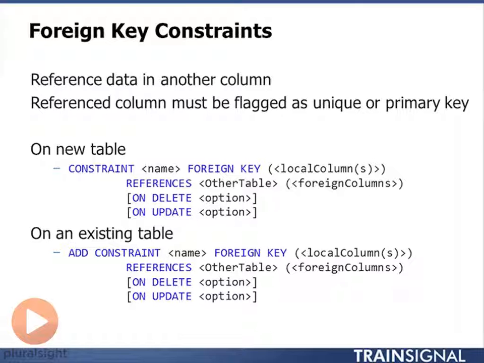Now, once again, if we're going to be creating this on a new table, this is going to be done at the table level. So it's going to be constraint name, foreign key, and then all the local columns that are going to point to the other side. Then we're going to say references, the other table that we're pointing at, and then the columns on the other table that we want to point at. If you're adding this to an existing table, you're going to notice that the syntax is basically the same. Again, alter table, add, and away you go.